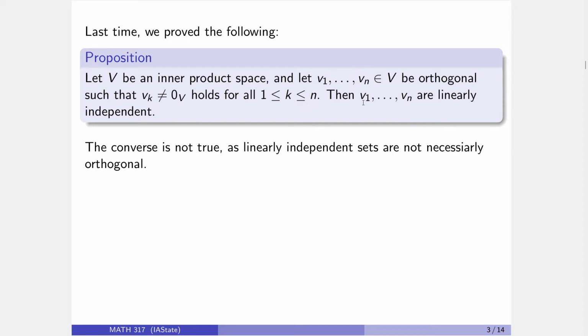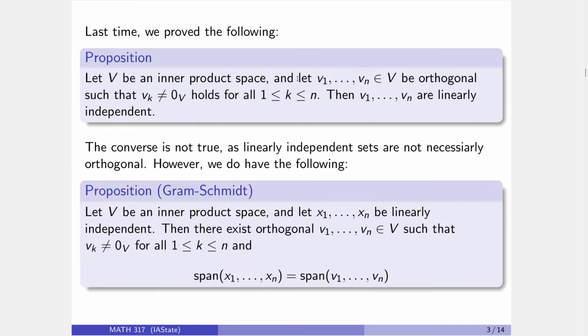So, you can't just say any linearly independent set is orthogonal. However, every linearly independent set gives rise to an orthogonal list that has the same span. And this is the Gram-Schmidt process. Alright, so for any inner product space, if you have a list of linearly independent things, basically you can go ahead and replace them with a list of orthogonal things. Note that the spans will be the same.